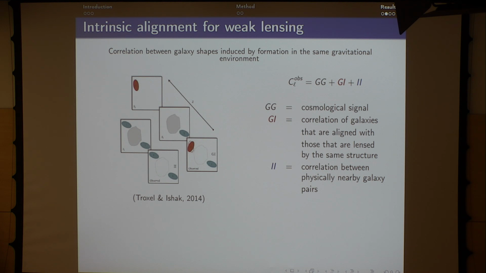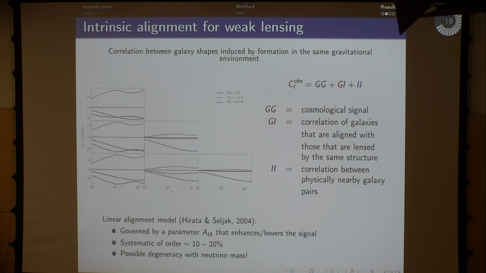And so the tidal gravitational field just already aligned them with each other. So you're measuring all of them, and you have to be able to model it. How do you model it? You model it by using this linear alignment model, which is governed by this parameter alpha, this parameter AIA, that can enhance or lower the signal whether this is positive or negative. And you see that the impact on it is pretty huge. It's as large as the neutrino effect would be on the observables.